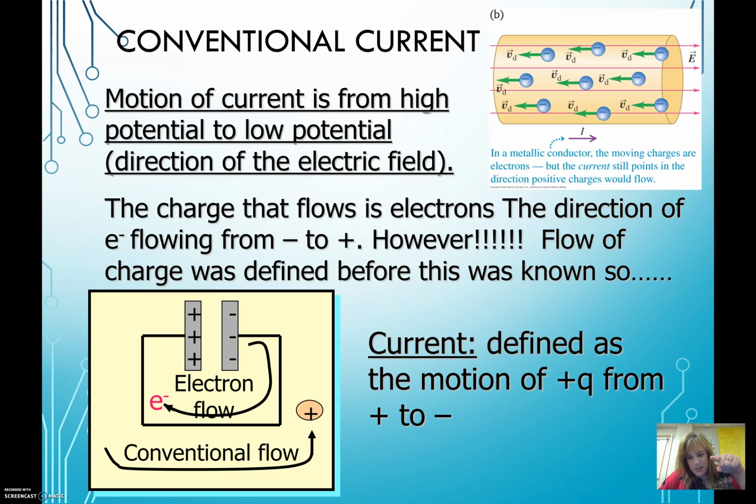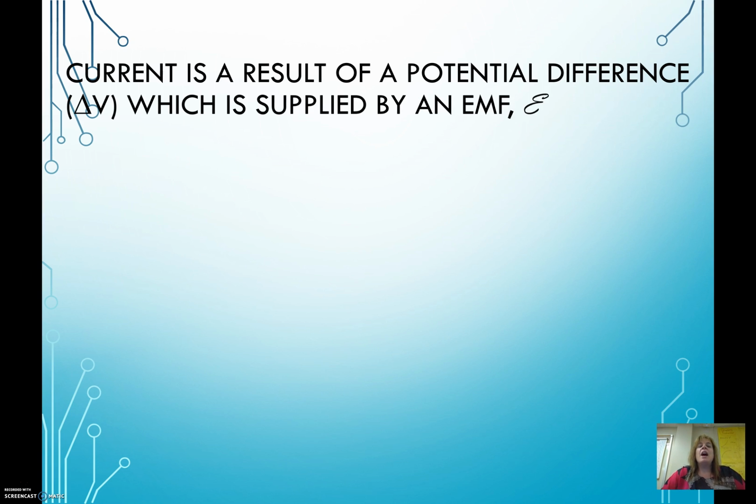But you need to know we're dealing with conventional current here in this class, which is the motion of positive charges in the direction of the electric field, which is the opposite of what's happening. I know, crazy. Now, where does this current come from? Where does this potential difference come from?